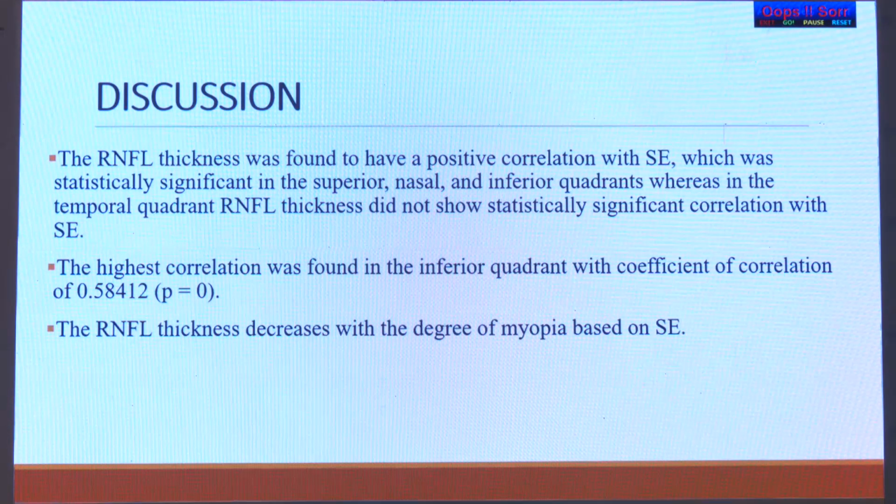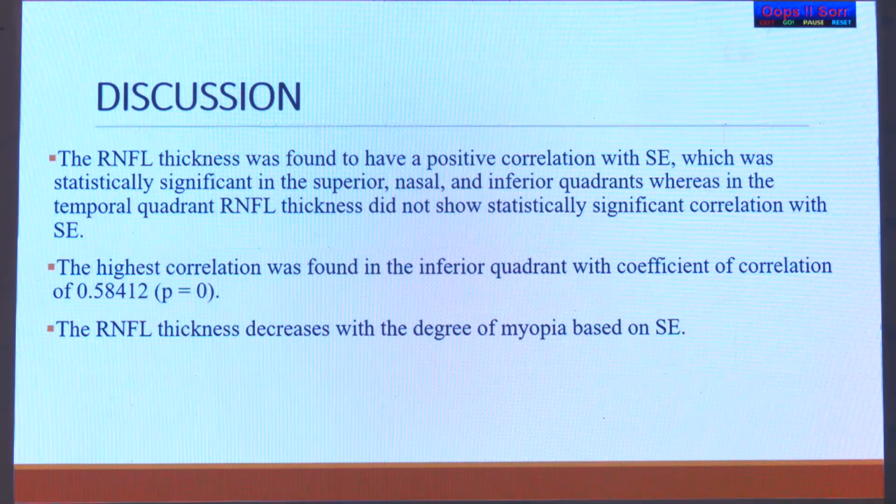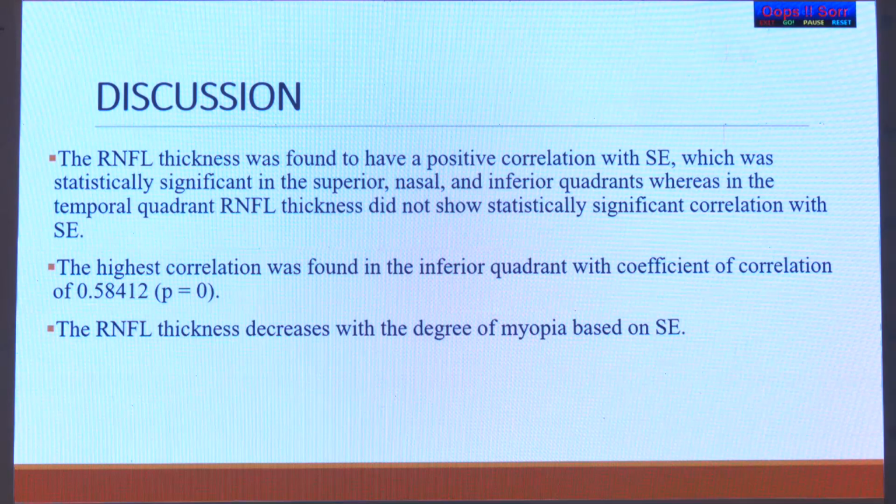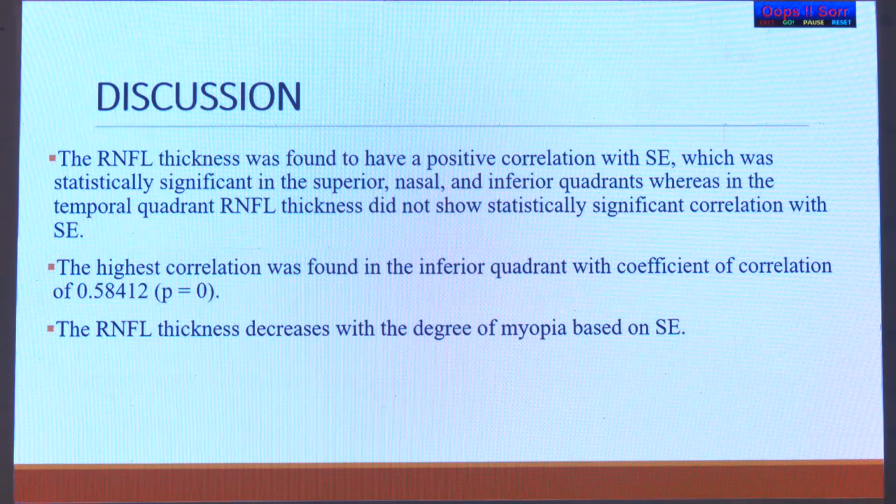And coming on to the discussion, the RNFL thickness was found to have a positive correlation with SE, which was statistically significant in the superior, nasal and inferior quadrants, whereas in the temporal quadrant, RNFL thickness does not show any statistically significant correlation with the SE. The highest correlation was found in the inferior quadrant with a coefficient of correlation of 0.58 with P equal to 0, and RNFL thickness decreases with the decrease of myopia.